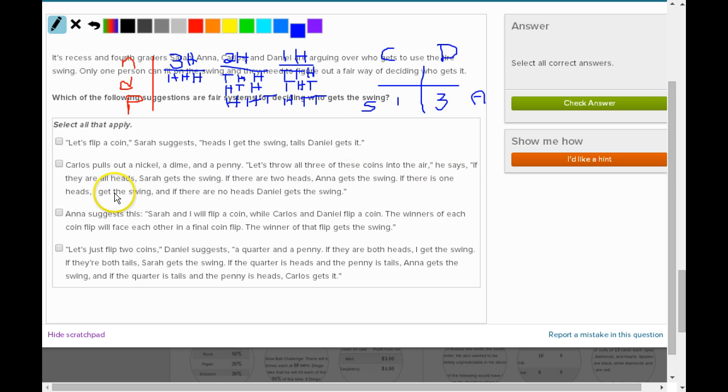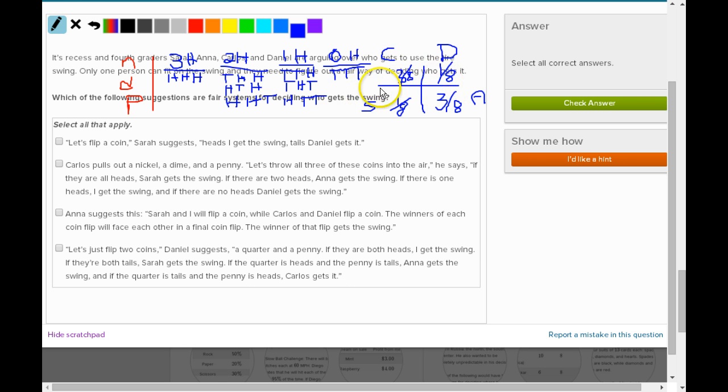So who wins with the one head? If there's one head, I get the swing, and that's Carlos speaking. So he has 3 ways of winning. And now we go with 0 heads, which means that they were all tails, right? There's only one way to get 0 heads, and that's all tails. So clearly you can see 3, 3, 1, 1. There are 8 total ways, and Carlos gets 3/8, Anna gets 3/8, Sarah gets 1/8, and Daniel gets 1/8.